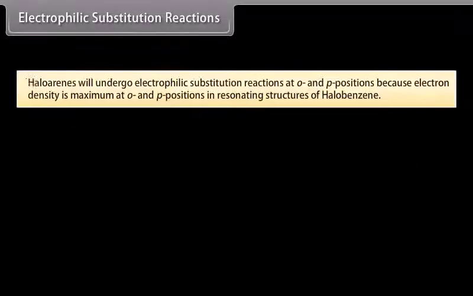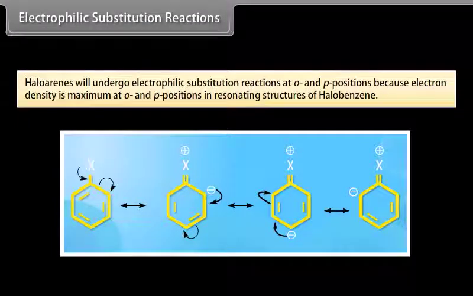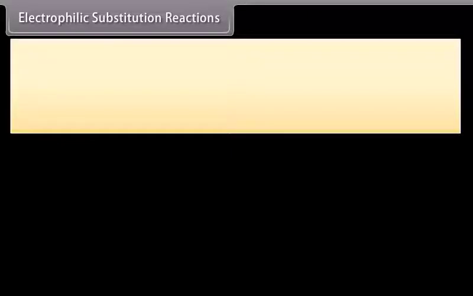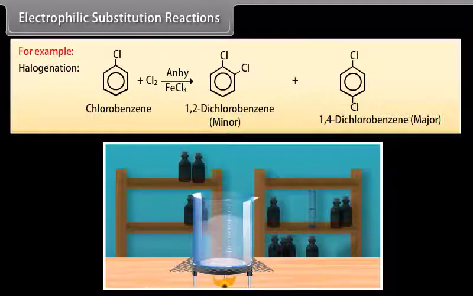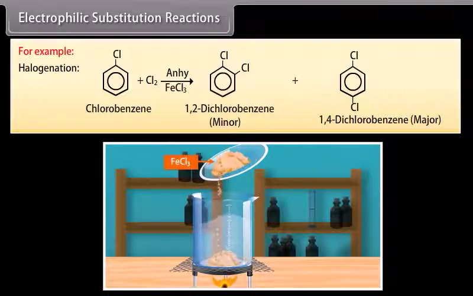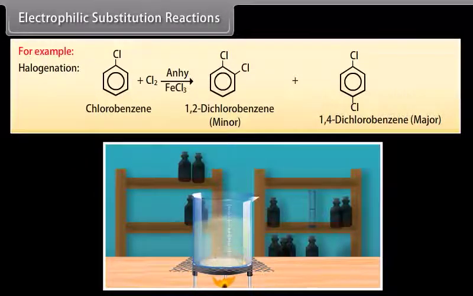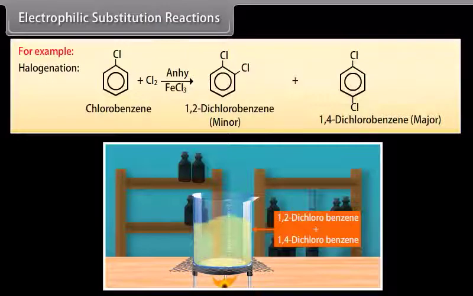Electrophilic substitution reactions. Haloarenes undergo electrophilic substitution reactions at ortho and para positions because electron density is maximum at ortho and para positions in the resonating structures of halobenzene. For example, halogenation. When chlorobenzene solution is mixed with chlorine and then we add ferric chloride, it reacts to give 1,2-dichlorobenzene, which is a minor product, and 1,4-dichlorobenzene, which is a major product.